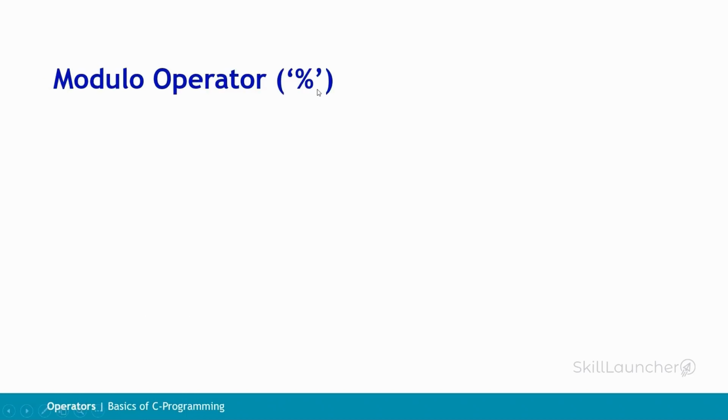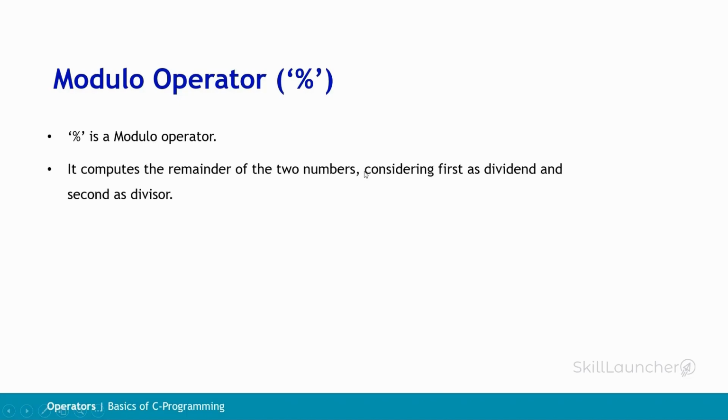Modulo operator. Percentage is considered as a modulo operator. It computes the remainder of two numbers, considering the first as dividend and the second as divisor. As modulo operator is considered a binary operator, it will require two operands for sure. So the first operand is considered as dividend and the second operand is considered as divisor. Now while dividing the first by second, whatever is the remainder, it is the value of this modulo operator. But it is interesting to know that modulo operator can be used with integers only.